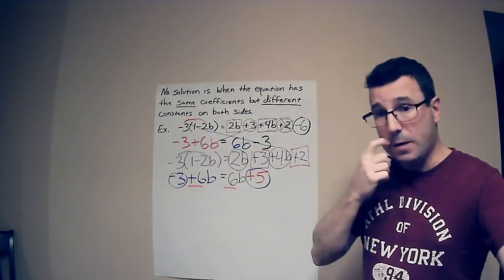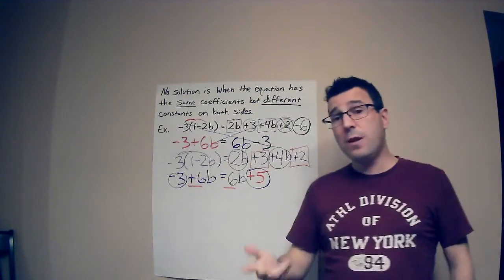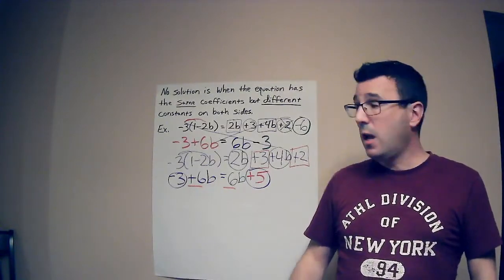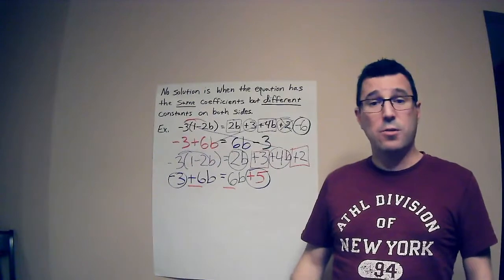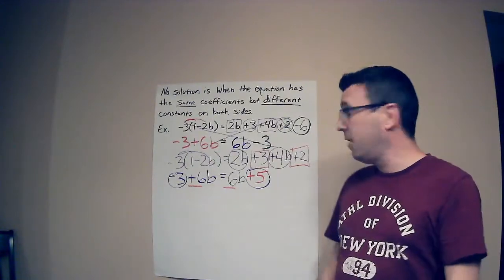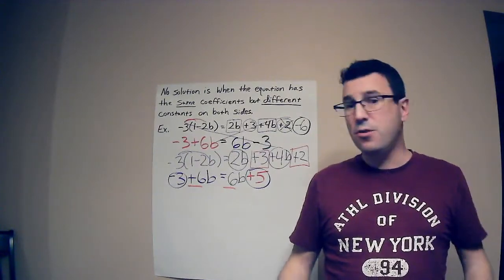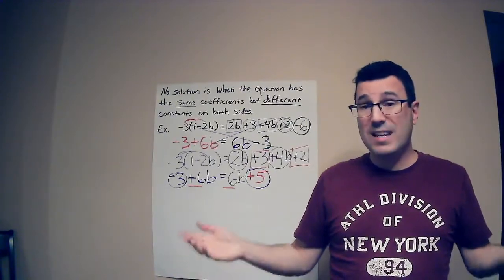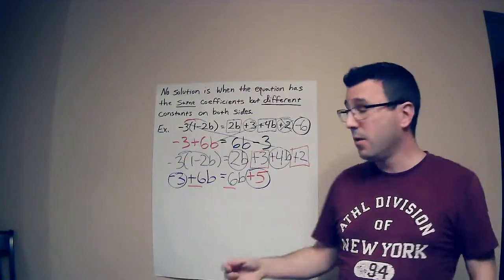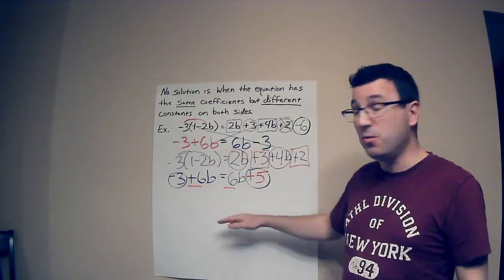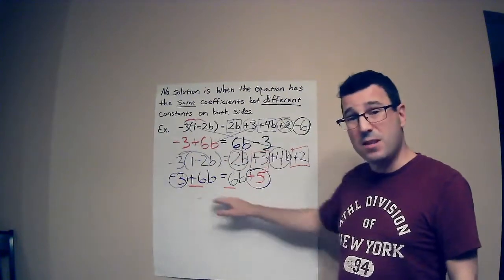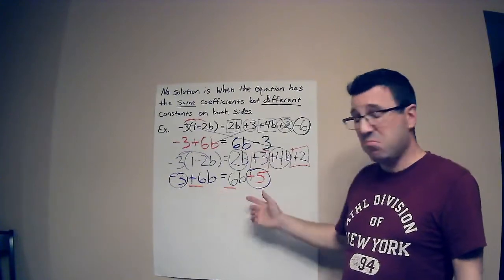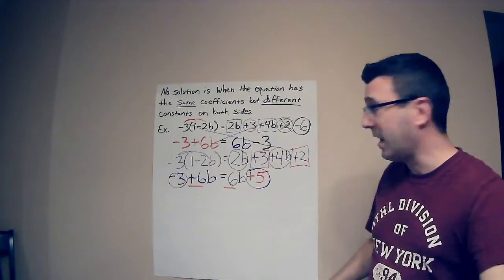Think of it this way. If you and a friend both have $6 and someone takes $3 away from you but gives $5 to your friend, do you still have the same amount of money? No. It's different amounts now. So that's why this is no solution, because there's never going to be some time where this works. I put 0 in here, not going to work. I get negative 3 equals 5.